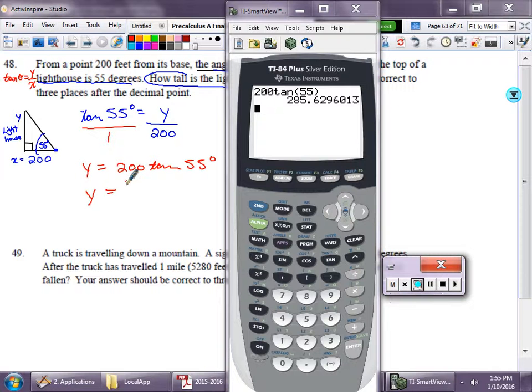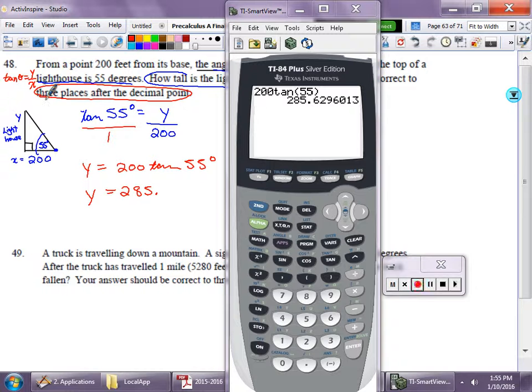y is equal to 285.3, rounded to three places. Have to check.